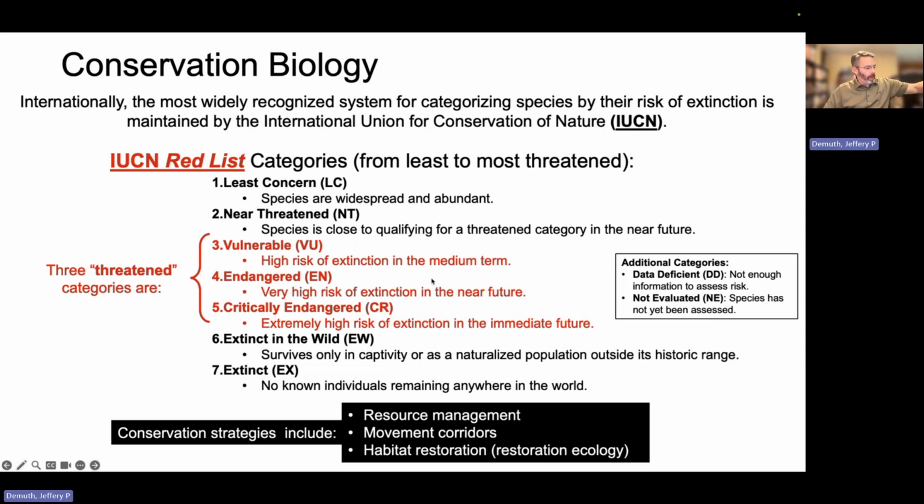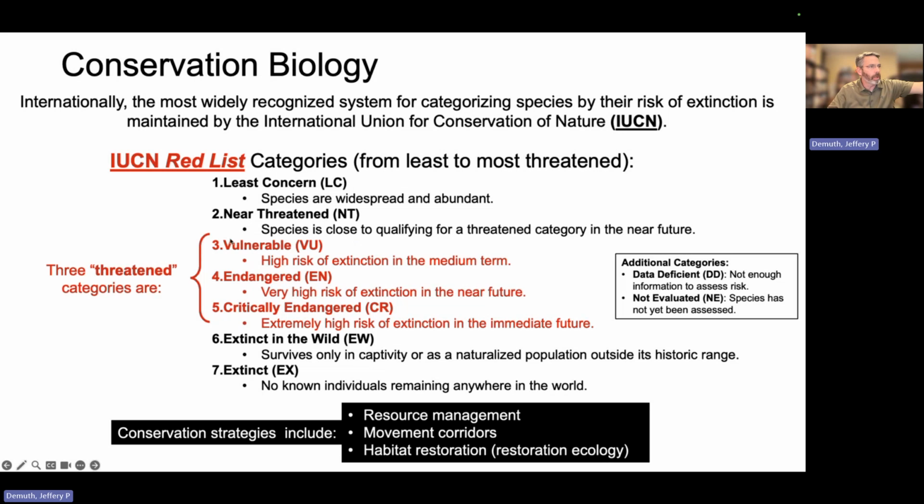When we think about biodiversity in terms of conservation, there are a few ways that it's useful to prioritize where research and conservation efforts need to go. The most widely recognized international system is the IUCN, and they produce what's called the Red List. It has seven categories and here they're listed from the least concern, where they're widespread and abundant, to things that are extinct as far as we know. There are no known individuals.